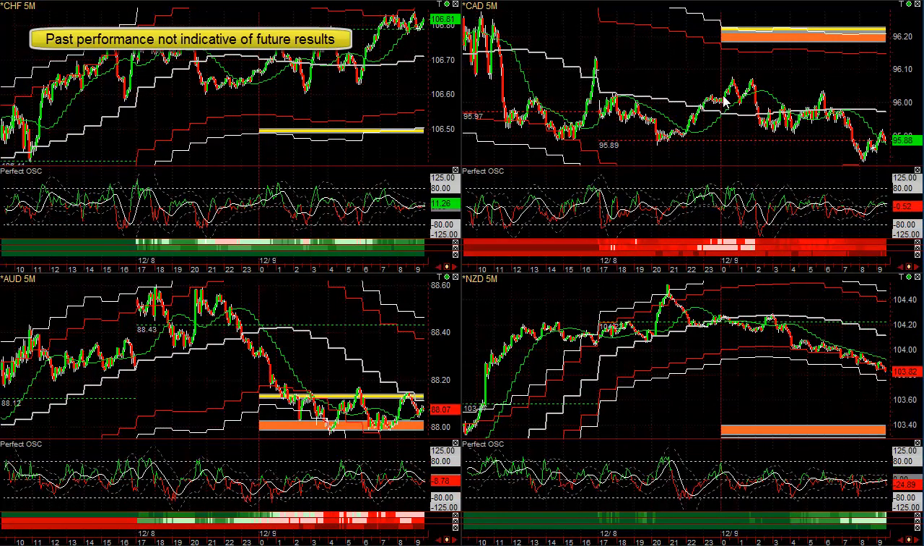You can see the CAD has been pretty much going sideways to down all day. The longer-term trend is down. And this one had a little bit of a pullback off the lows. It went up, pulled back a little bit, went up again. I love those two-wave pullbacks. It's very high probability when the longer-term trend is down. So we have a trend down, goes up, down, up. Those kind of patterns are awesome for reversals.